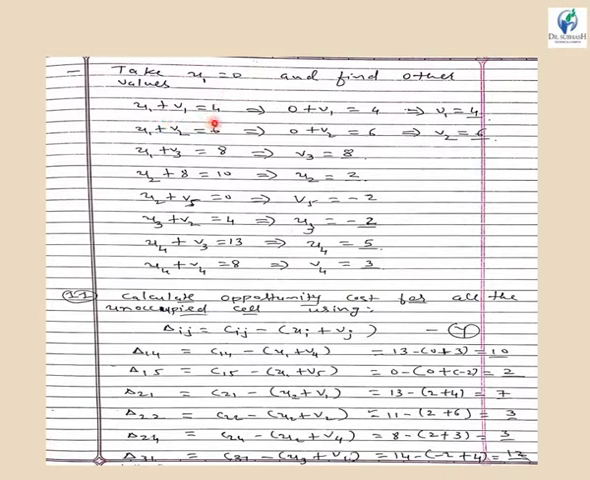So u1 plus v1 is equal to 4. I have assumed u1 is equal to 0, so you get the value of v1 is equal to 4. Similarly, in this case, u1 plus v2 is equal to 6. u1 is 0, that is assumed, so you can get the value of v2. Similarly, u1 plus v3, so you can get the value of v3.